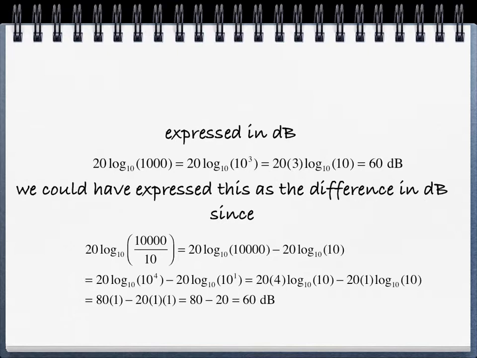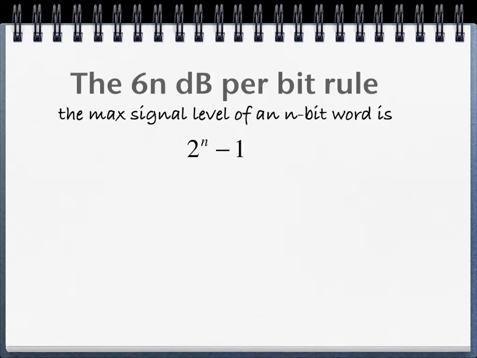The 4 comes out in front, so it'll be 20 times 4 times log base 10 of 10. Log base 10 of 10 is 1. So it'll be 20 times 4 times 1, which is 80. And then minus 20 log base 10 of 10, which is 20 times 1. So it's 80 minus 20, or the 60 dB. So instead of expressing dynamic range as a ratio of two numbers, one number divided by another number, if these quantities are expressed in dB, then we can express this as the difference of two quantities.